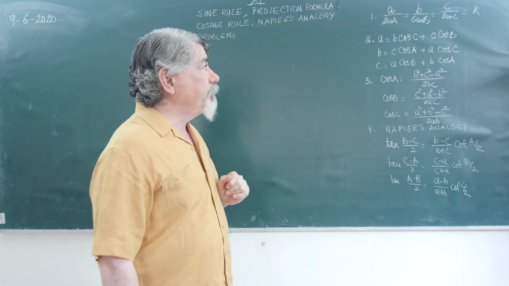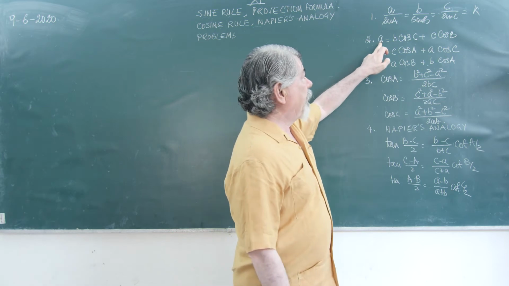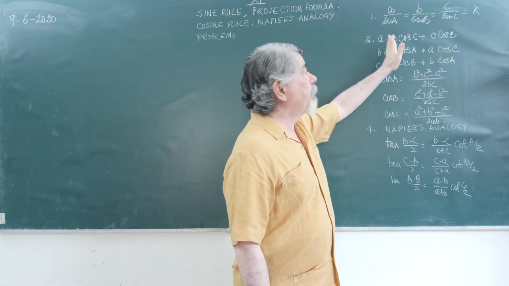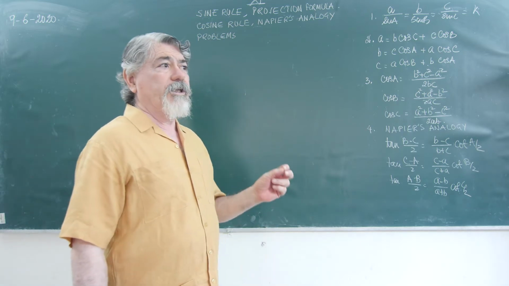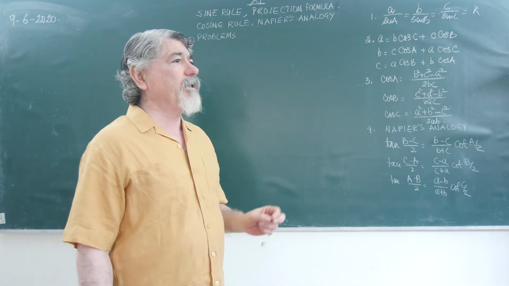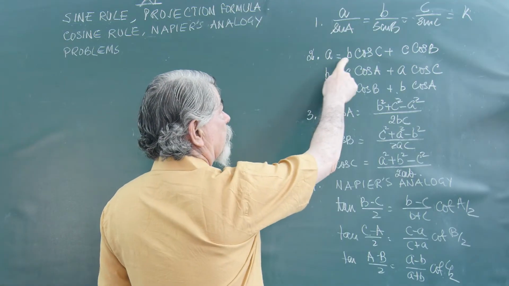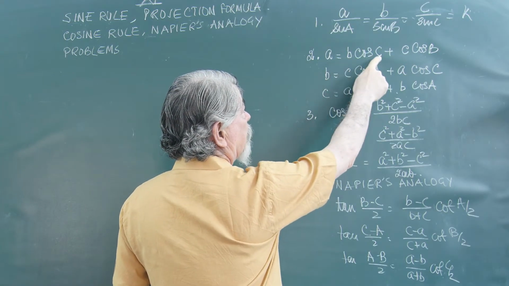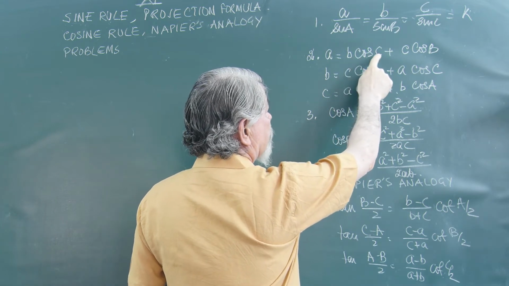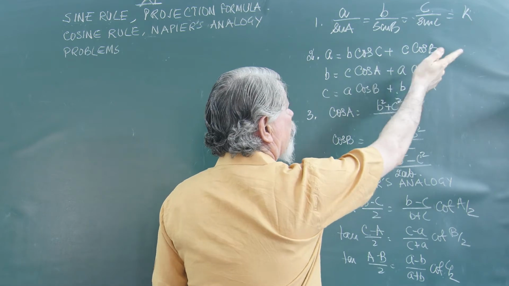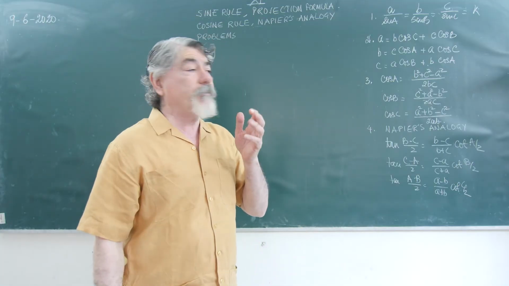a is equal to b cos C plus c cos B. It's easier for you to remember. When we are talking of a, then on the right side there will be no a coming. Only the sides b and c will come, and the angles B and C will come. Like a is equal to b cos C, side b and angle C, b cos C. Reverse it, plus c cos B. It's very easy for you to remember.